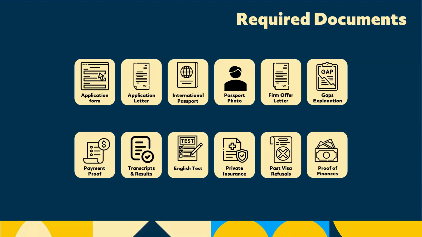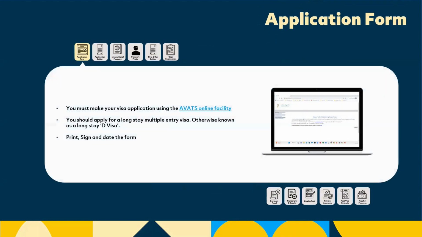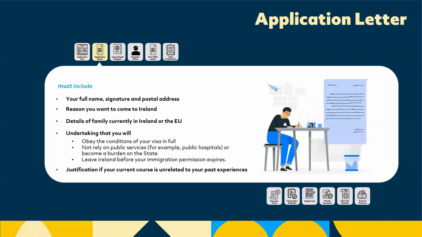Okay. So moving on, the first document, as I mentioned, is the application form. Okay, so again, you would access this on the AVATS online facility, and you must apply for the long stay multiple entry, otherwise known as the long stay D visa. Okay, once you fill out that form, you need to print it, sign it, and date the form. This is very, very important. Okay. Then the next step would be your application letter.